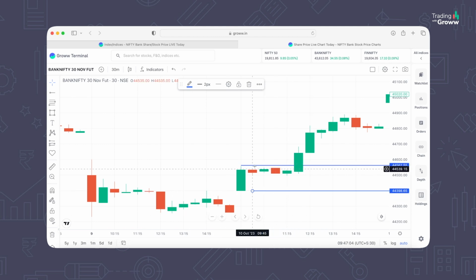So just like the sell trade, for a buy trade, that first candle low will be the stop loss, and that first candle high will be the buy level. Similarly, if you are going short, that first candle low will be our entry level and the first candle high will be our stop loss for short trades.